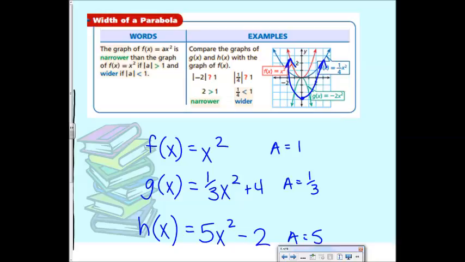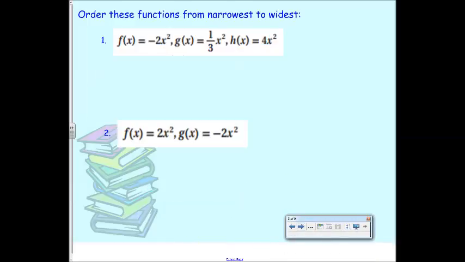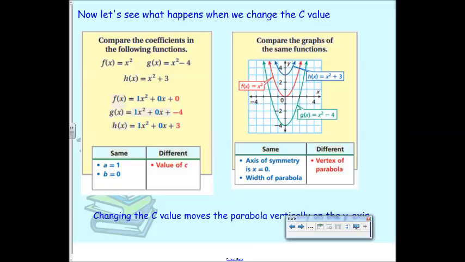So for instance, in this graph right here, what's the C value in the parent graph? If there isn't one, what do you assume it is? 0. So the C equals 0. What's the C value in this graph? -4. And what's the C value here? +3. So the red one is right in the middle because it starts at 0. The green one, because C is equal to -4, moves down where? To -4. And then the blue one, because it's +3, moves which way? Up 3. Okay, so the y-intercept, that C, tells you if it's going to move up or down.